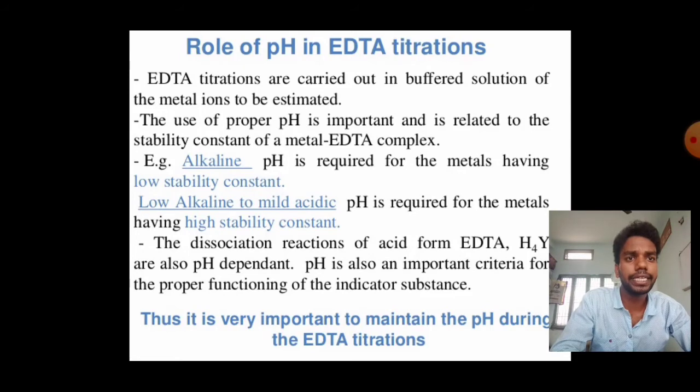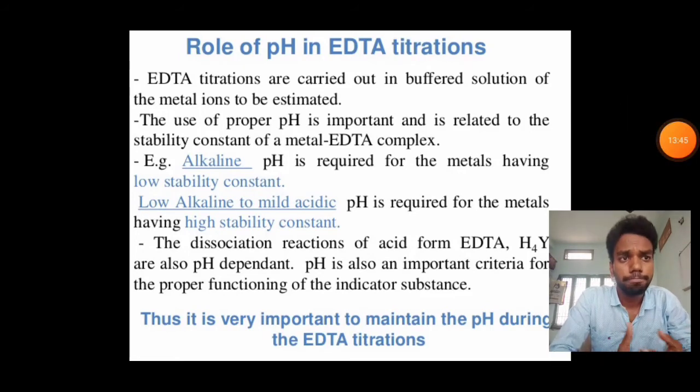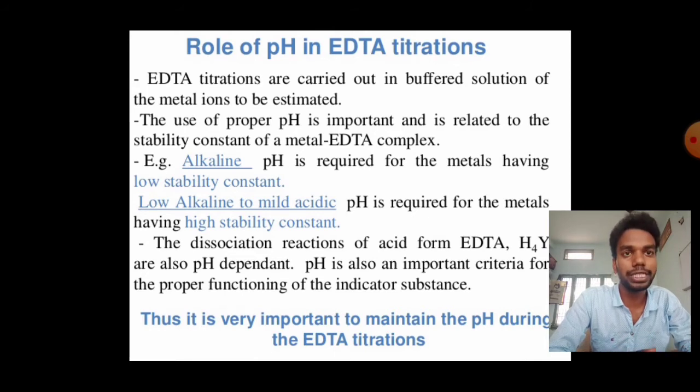Role of pH in EDTA titrations. EDTA titrations are carried out in a buffer solution of the metal ions to be estimated. The use of proper pH is important and it is related to the stability constant of the metal EDTA complex. So it is very important to maintain the pH during the EDTA titration, right? Because in the carboxyl group the hydrogen ions must dissociate, and then only the oxygen donates its lone pair of electrons to the central metal atom. Also, most complexes form in basic condition, so that's why we maintain pH 7. So you must maintain the specific pH for the formation of complexes, right?